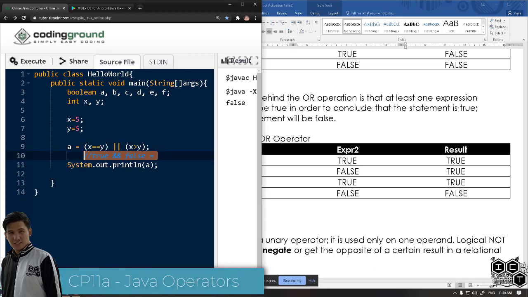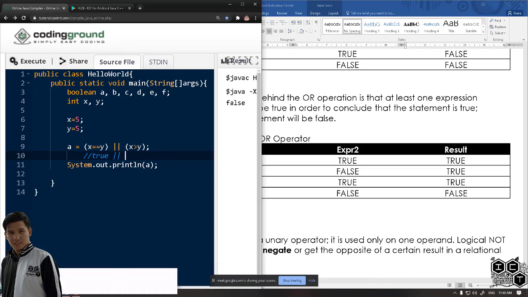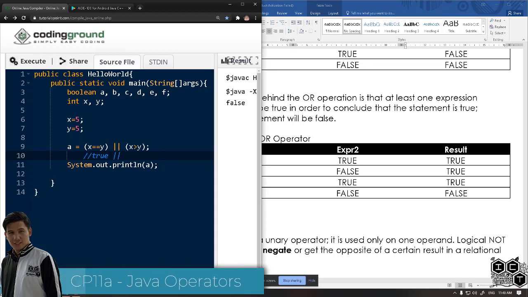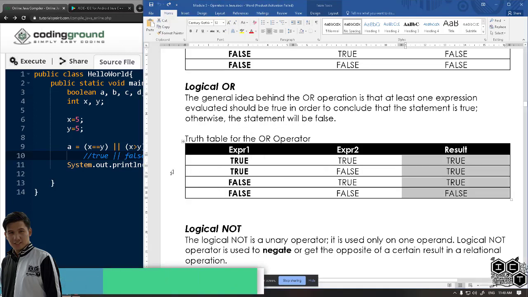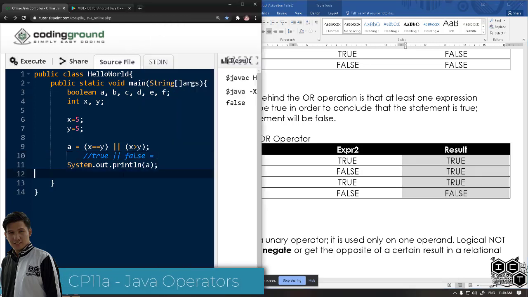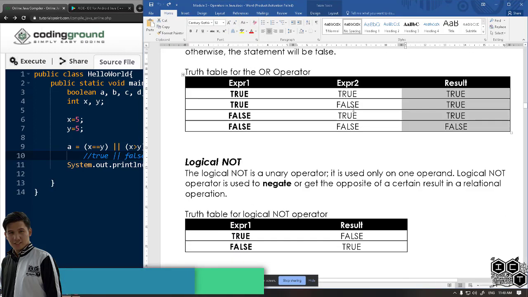Is X equal to Y? The answer is true. Tapos OR, is X or 5 greater than 5? The answer is false. Pero since OR yan, ang sagot is matik yan, true. Ganyan ang ano natin pag AND and OR operator.